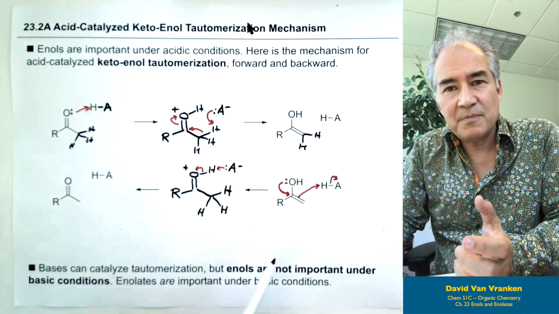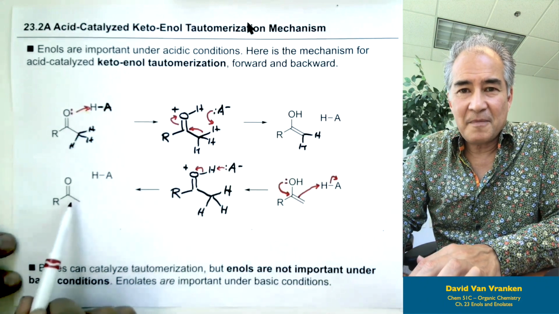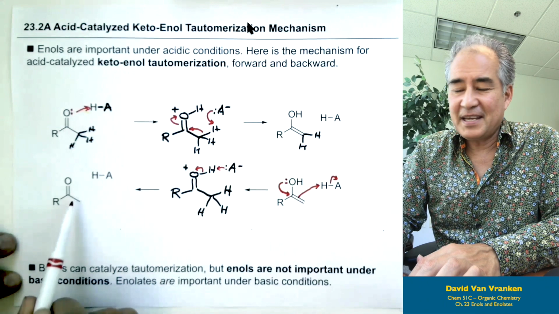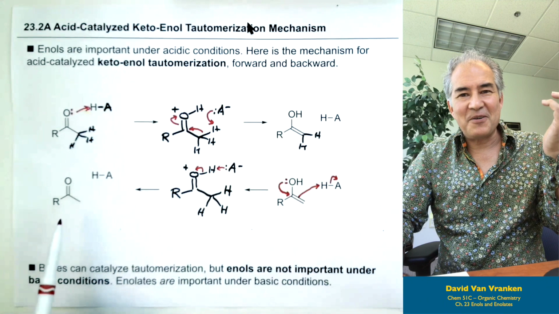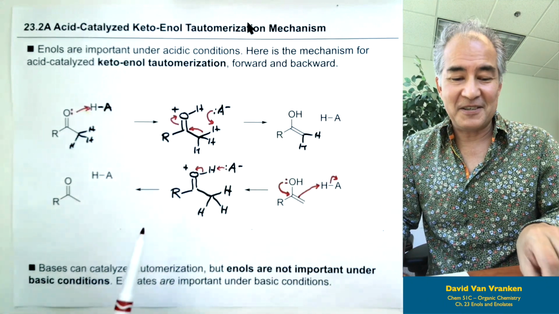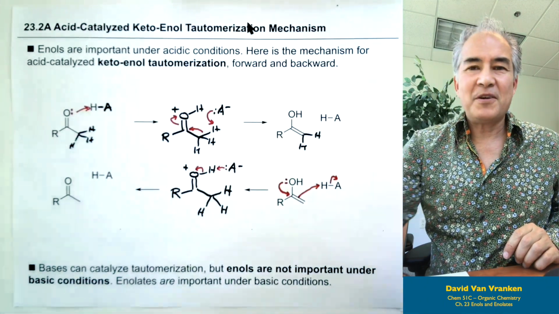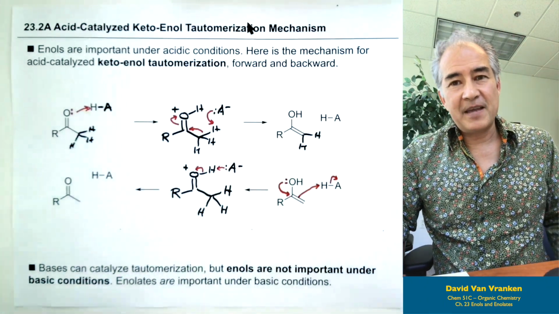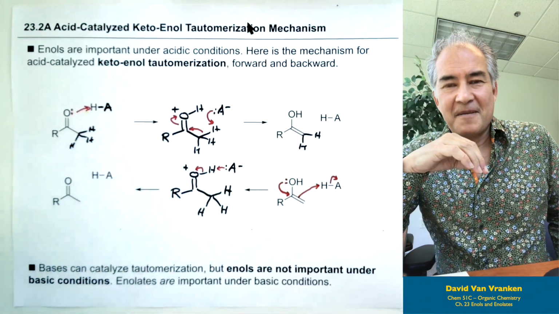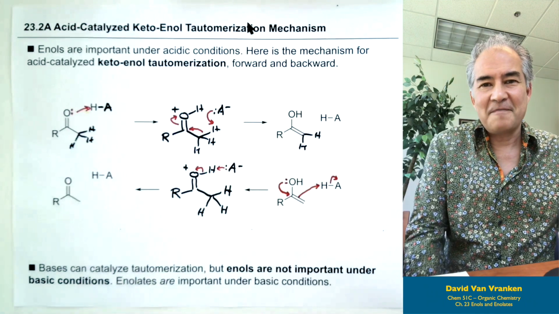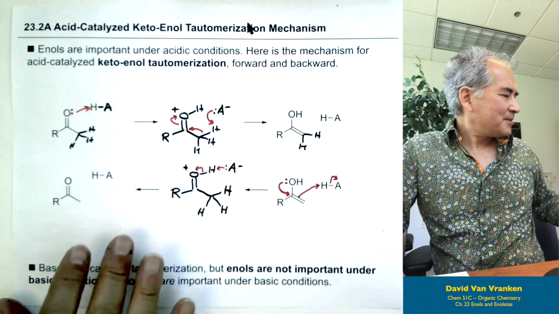Again, there's a base-promoted mechanism where you deprotonate here to make a carbanion, an enolate. But the enol is not important under those conditions. If you're making enolates, the enolates are doing all the work. The enols, if there's any in there, are just sitting there doing nothing during the mechanism. So it's not really important to show you the base catalyzed mechanism. That's not to say it's not important to think about bases deprotonating carbonyl compounds next to the carbonyl. That's super important. That's what this chapter is about. Let's go ahead and talk about that.